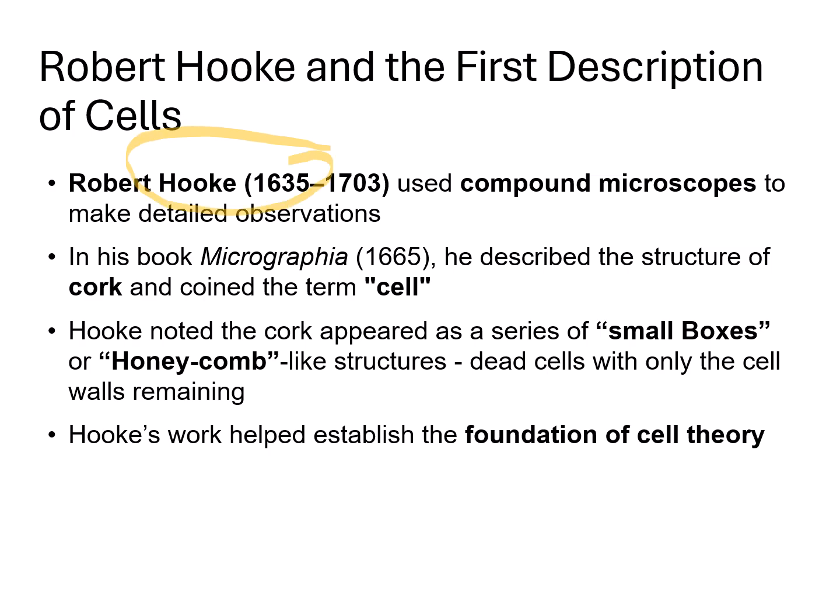Robert Hooke also made important contributions to microscopy. He used compound microscopes to look at different specimens, and he published his findings in a book, Micrographia. He was also the first person to use the word cell based on his observations. So he described the structure of cork he saw under his microscope and saw these structures that looked like small boxes or honeycomb-like structures that turned out to be, now we know today, dead cells with just the cell walls remaining. So his work and his publication really helped establish the foundation of cell theory.